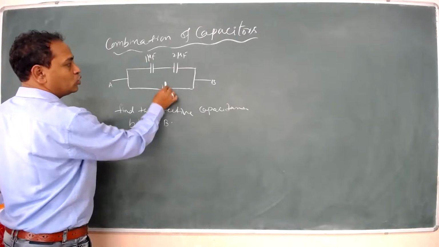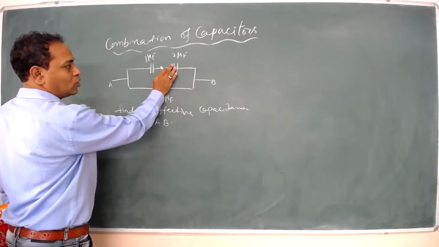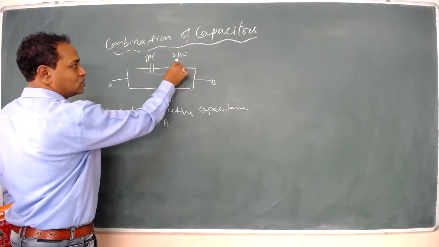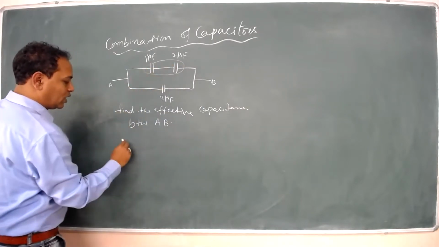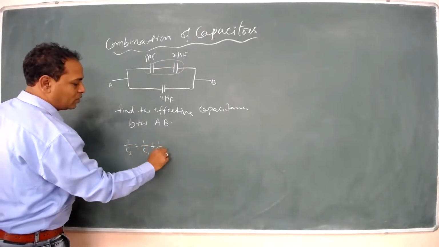First, we cannot do these two as parallel. We also cannot do these two as parallel. Why? Because these two are parallel, one more is there. So we cannot do that. So first we have to do these two as series. So first I will take 1 by Cs is equal to 1 by C1 plus 1 by C2.